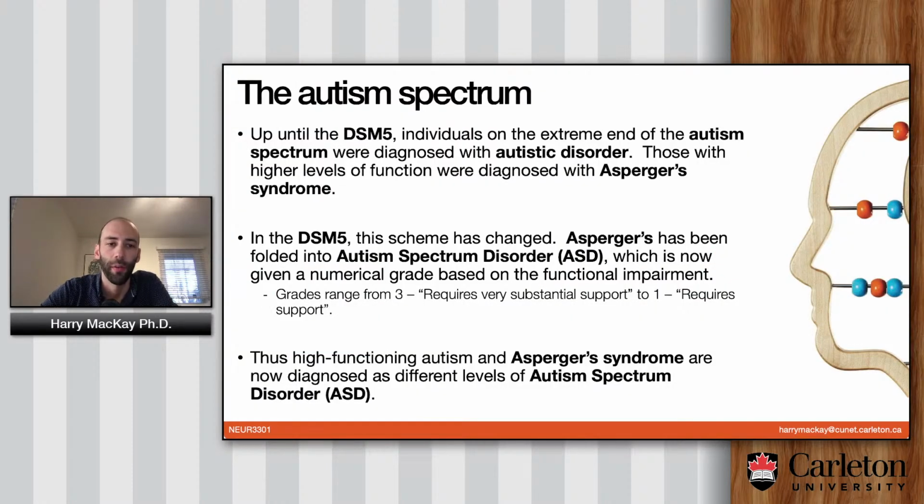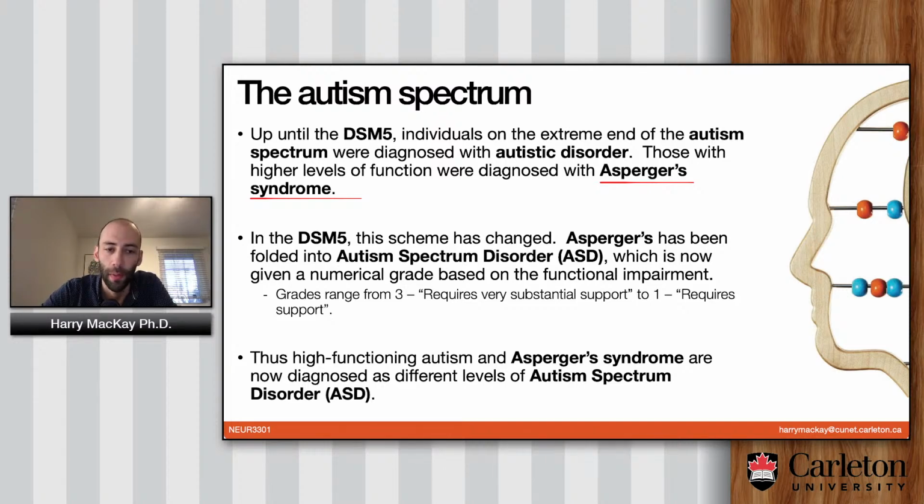So the autism spectrum is a somewhat novel interpretation of the syndrome known as autism up until the DSM-5, which I believe is still the most recent version of the Diagnostic and Statistical Manual for Mental Illness. Individuals who were on the extreme end of the autism spectrum were diagnosed with autistic disorder, whereas those with higher levels of function were described as having Asperger's syndrome. Since the DSM-5, that's actually become kind of outdated.